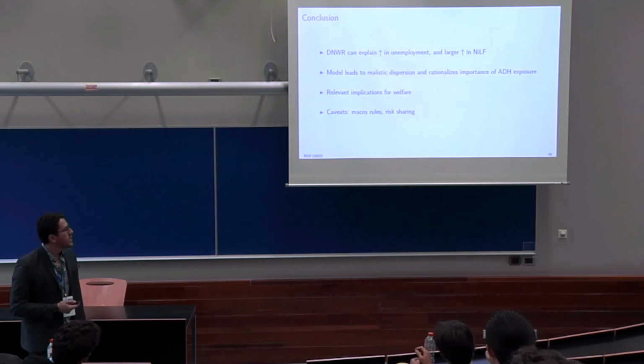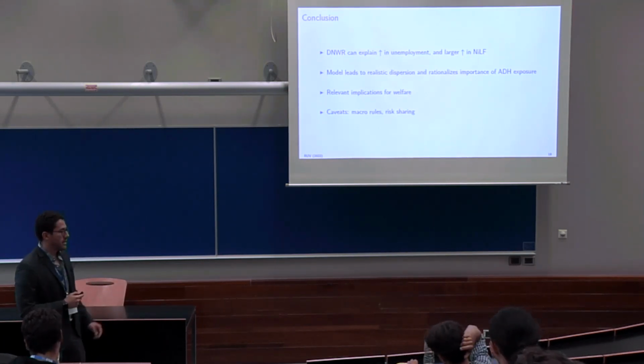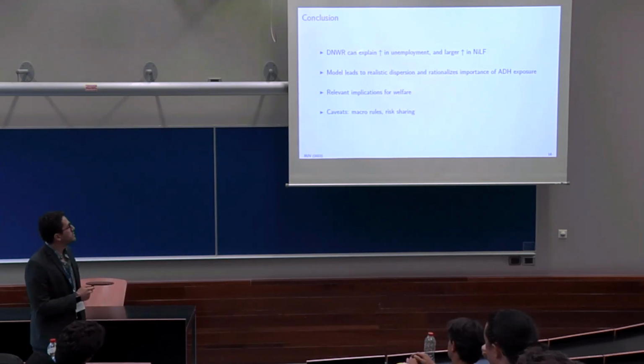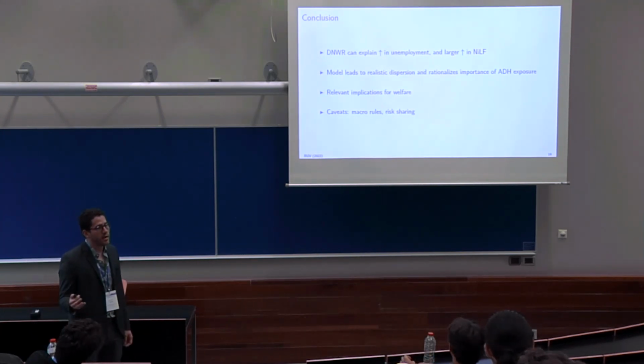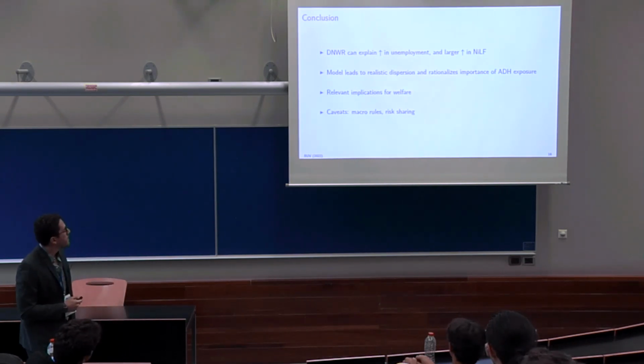Okay, so let me just conclude. We've argued that downward nominal wage rigidity and upward sloping labor supply in a standard quantitative trade model can explain the increase in unemployment and an even larger increase in not in the labor force that we observe in ADH, while having realistic parameter values like a realistic labor supply elasticity.